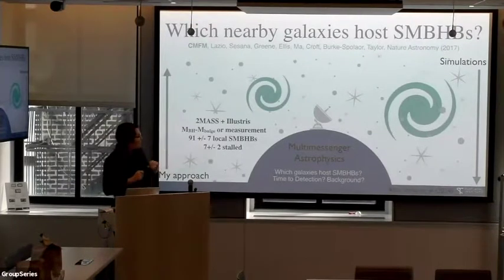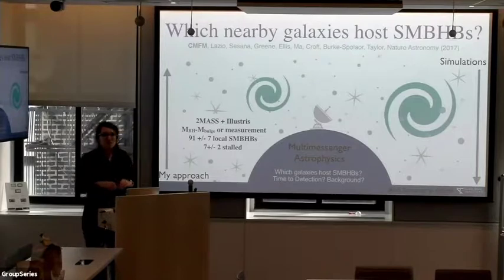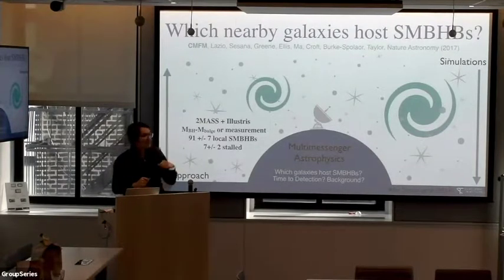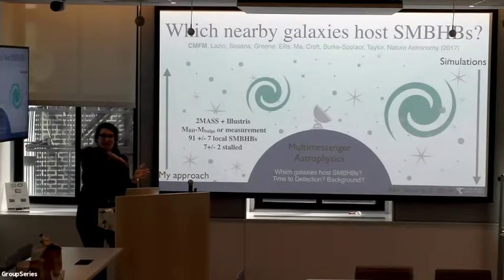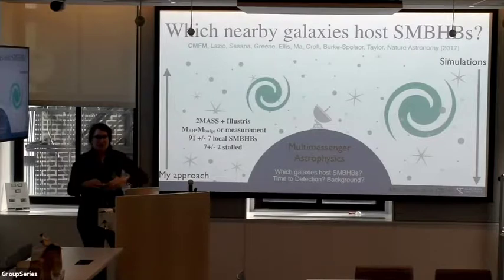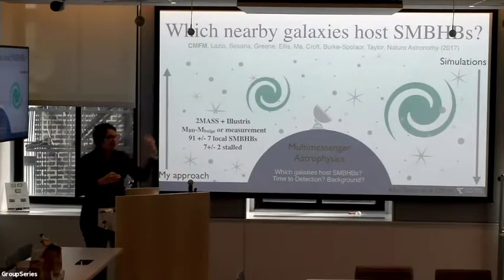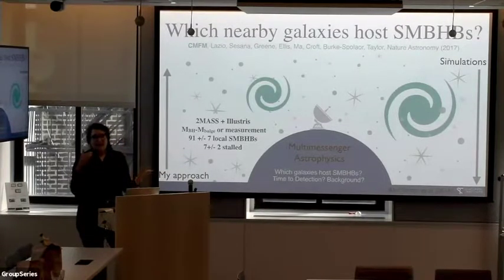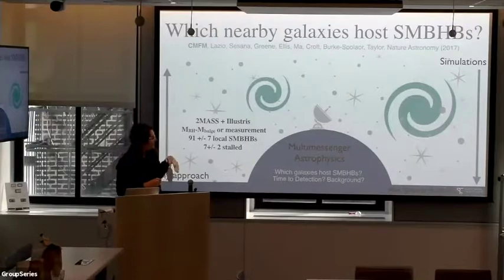Also, interestingly, there were 7 plus or minus 2 stalled binary systems. I think that the stalling came from the fact that I looked at the scatter in the black hole-host relation. Sometimes the black hole mass was very large compared to the stellar mass of the galaxy. And therefore you couldn't make the black hole merge by ejecting all of the stars that existed in some very fringe cases.